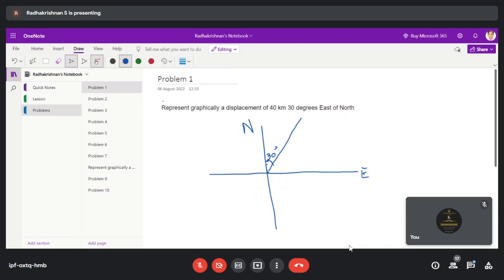And the distance is 40 kilometers. From here you measure 40 kilometers. Suppose the scale is 1, so the total distance should be 40. So this represents a vector of 40 kilometers. It is unique because it has a unique magnitude and a unique direction. This is one example. So let us look at some more.